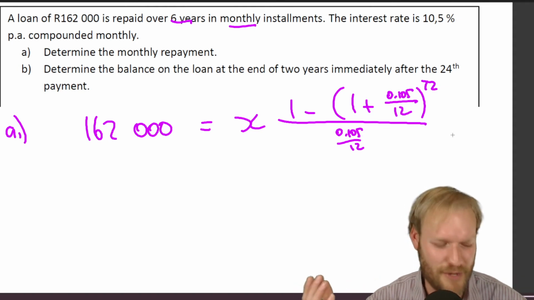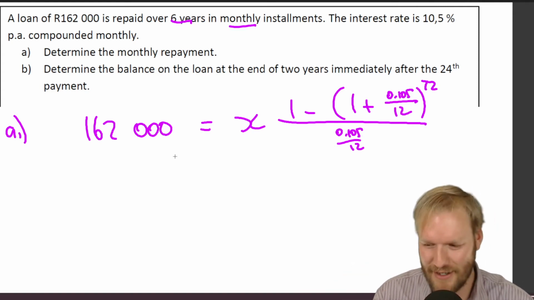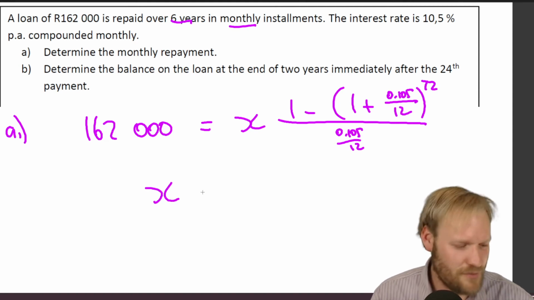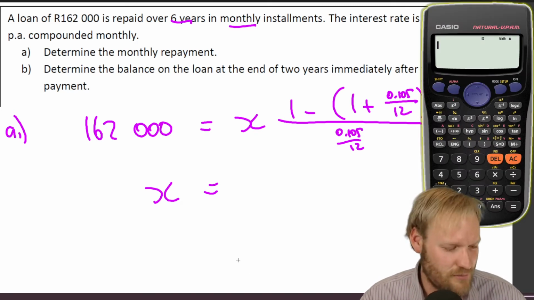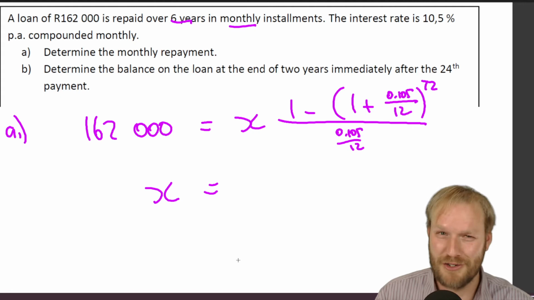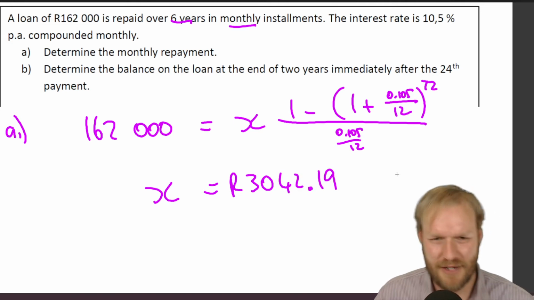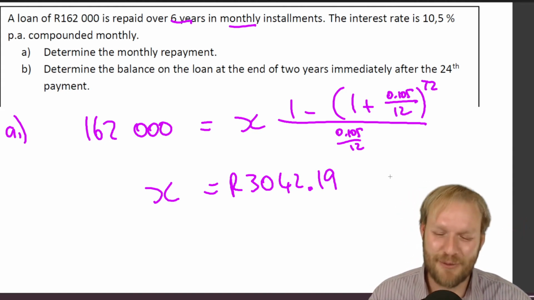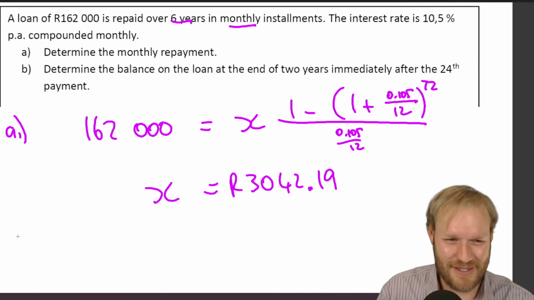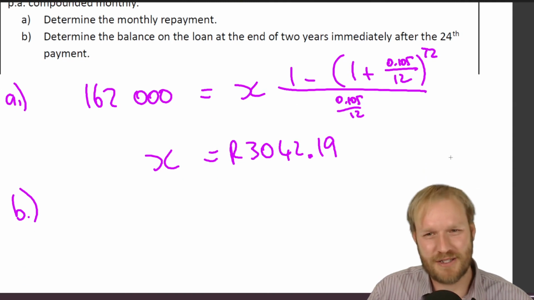The next part is to figure out what X is. I'm not going to get the calculator out to work it out. You work it out. Go for it. What's X? You work that out and you get 3042.19. If you did, nice, well done. Big well done. That's what X is. If not, go back and check. Maybe it was just a little slip on the calculator.